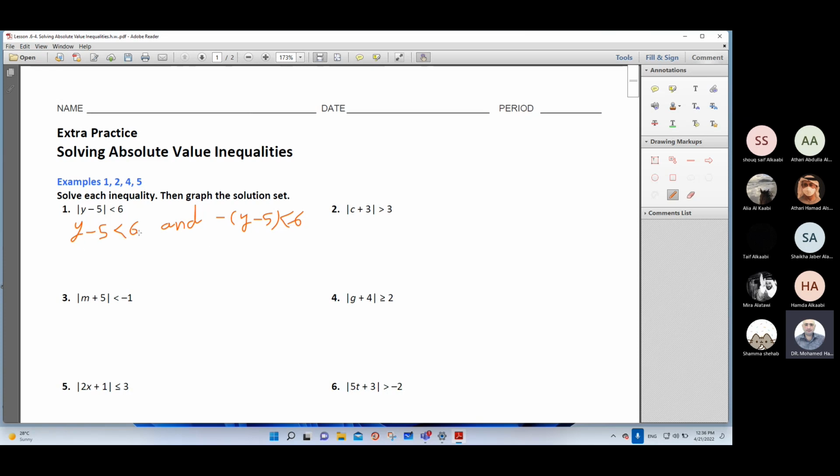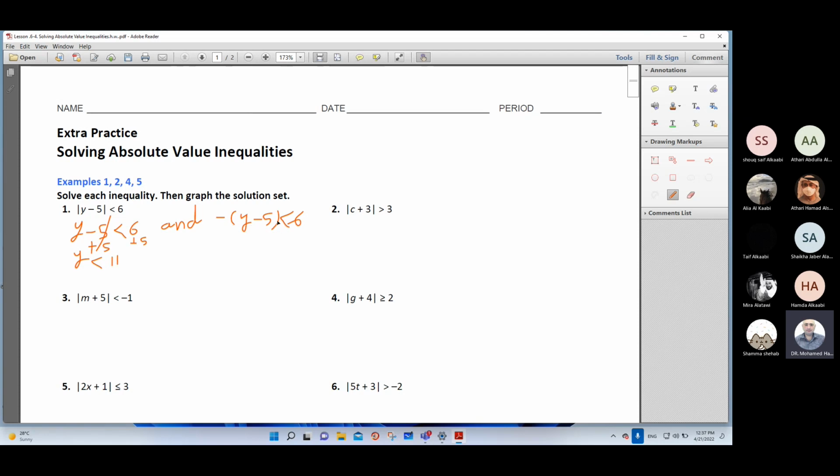To solve the first inequality, always when you want to solve an inequality, try to keep the variable alone on one side. So remove any number with the variable. How to remove minus 5? Add the inverse of minus 5: plus 5 here, plus 5 here. Minus 5 plus 5 will be 0. That means here y is less than 6 plus 5, which is 11.